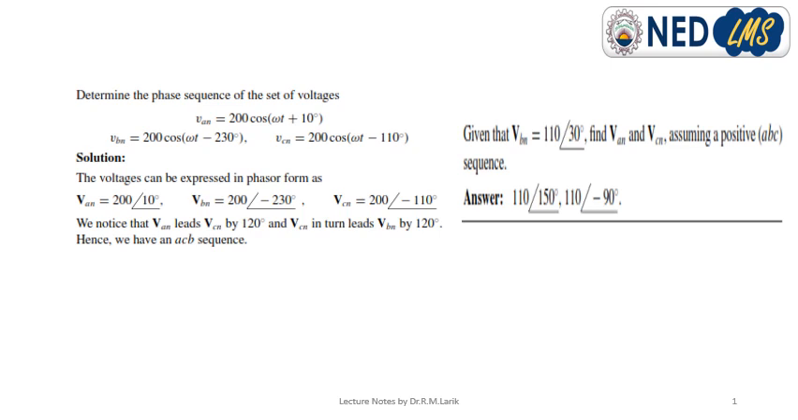So if you add 30 degrees to 120, you get 150 degrees, right? The first voltage is at 120 degrees, and it leads the second voltage by 120. So when you add 120, you get 150.